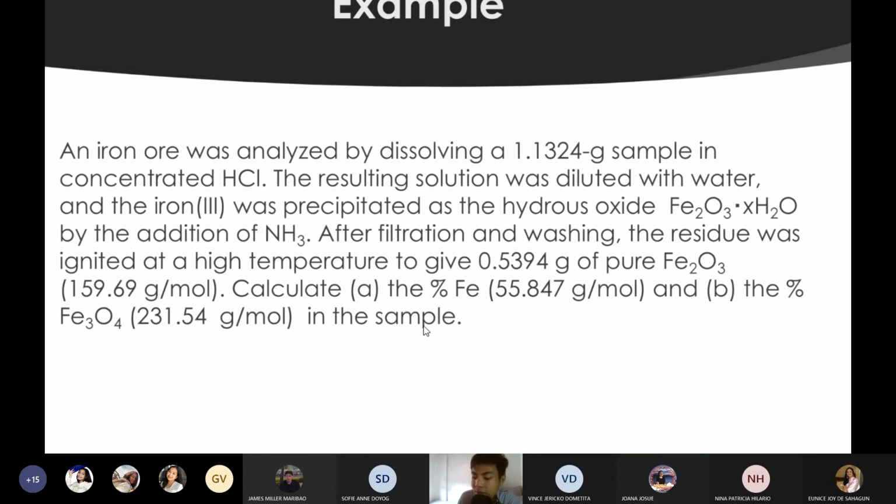So let's calculate daw for the percent iron and the percent iron 3 oxide. Mali ata tong subscript nila daw. Fe2O3 to. Okay. So in the sample. Ay, hindi tama pala yan. Teka lang. Check ko nga anong pangalan ng molecule na yan. Iron to iron 3 oxide. Okay. So this is iron to iron 3 oxide daw pala. No? So ito yung iron to iron 3.